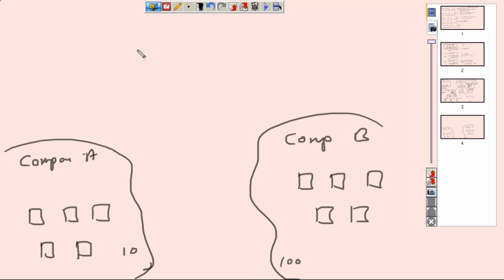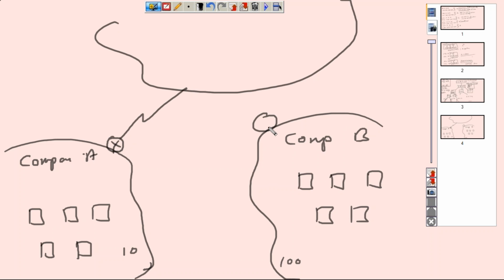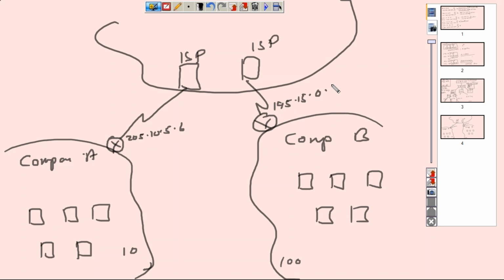What we could do here is, and this is the internet, these people have a router here and they're connecting to the internet. These people have one as well. And obviously they are connecting to some ISP or the other, right? So now this ISP, based on what we discussed in the last stream, is going to assign an IP, let's say 205.10.5.6, and this ISP is going to give, let's say, 195.15.0.7, unique public addresses, right?